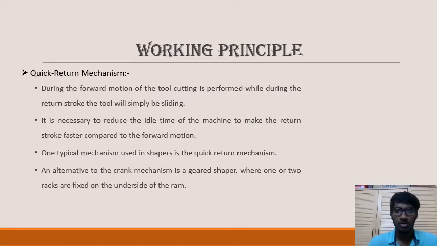To know about the working principle of shaper machine, there are certain mechanisms that we have to understand. So during the forward motion of the tool, cutting is performed, and during the return stroke, the tool will be simply sliding and there won't be any contact between the tool and workpiece. So it is necessary to reduce the idle time of machine to make the return stroke faster compared to the forward stroke. For that, one typical mechanism used is quick return mechanism. So I'll be explaining in detail about the mechanism.